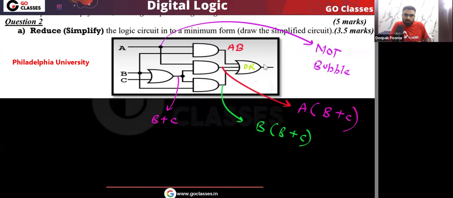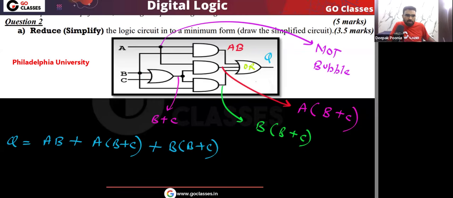So what will be the final answer? Q. You can see this Q will be equal to, you just do the OR of all these. That will be AB or A(B or C) or B(B or C). Okay. Now let's see here. You will get AB or AC or BB or BC.